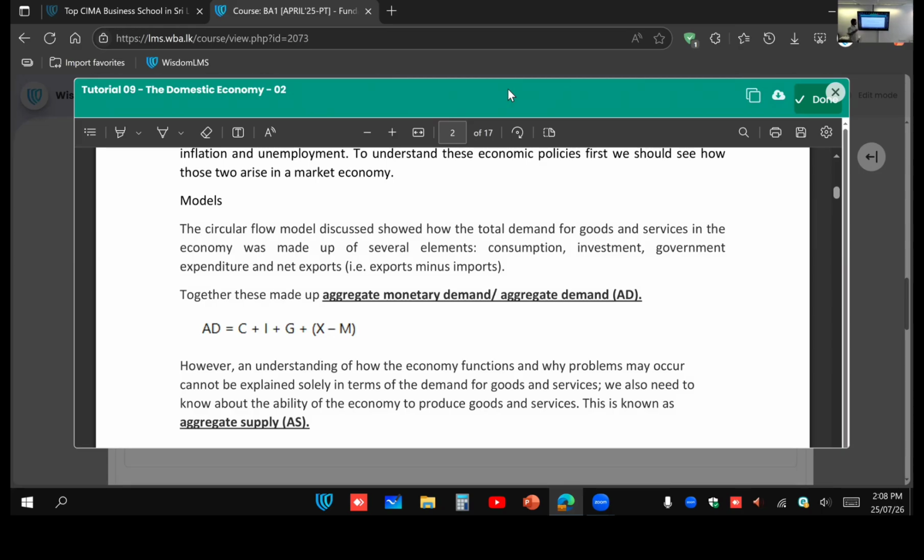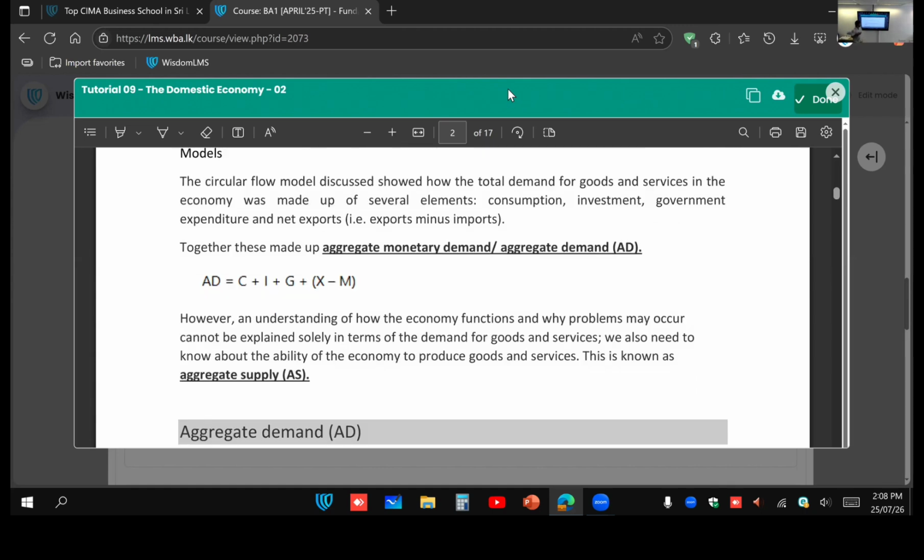The circular flow model discussed previously showed how the total demand for goods and services in the economy was made up of several elements. You know now, 6 factors. Together these made up the aggregate monetary demand, or the aggregate demand. So, consumption, investments, government spending, and X minus M, imports and exports, or the balance of payments, right? X means exports, M means imports.